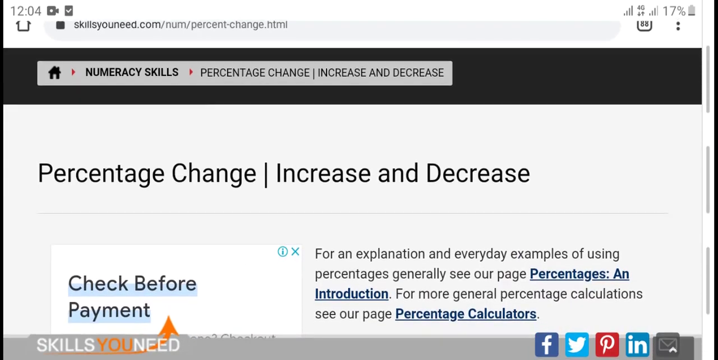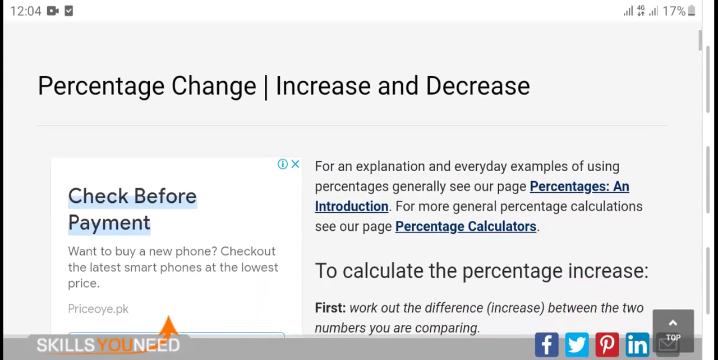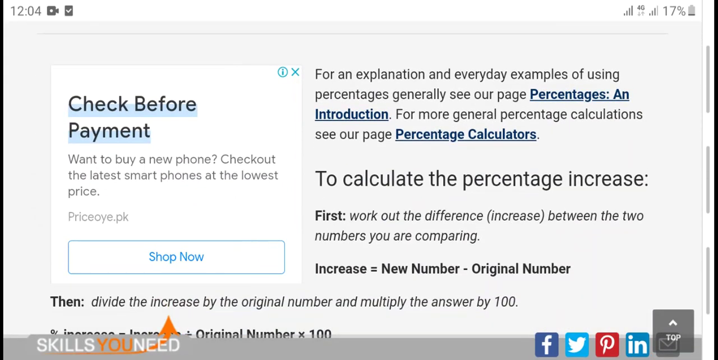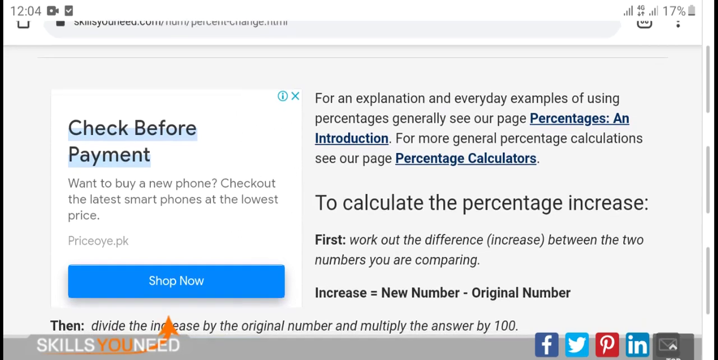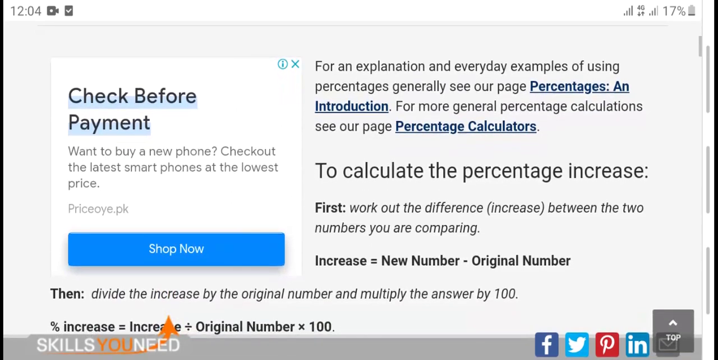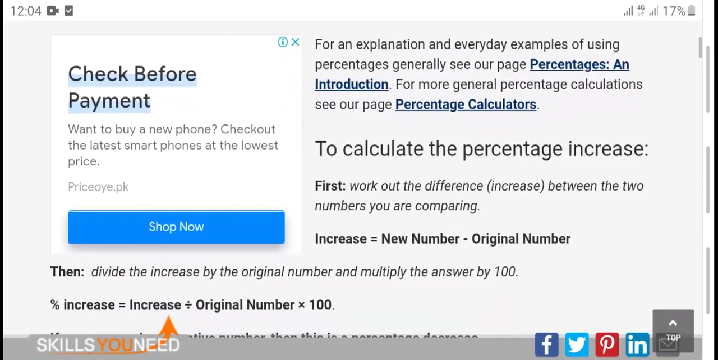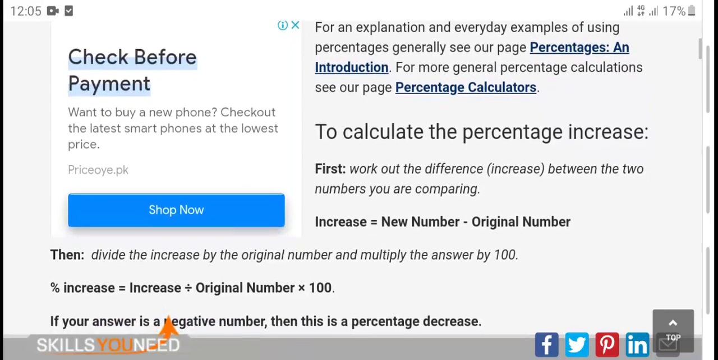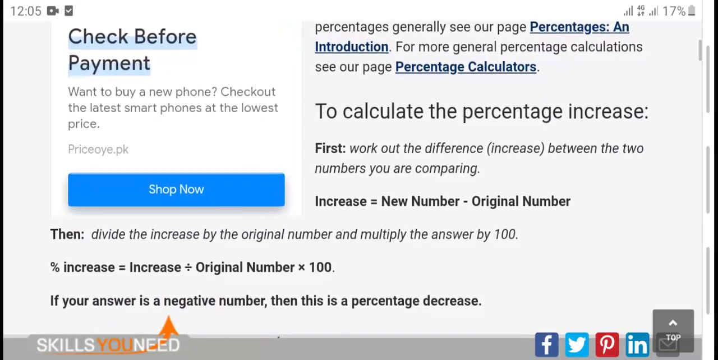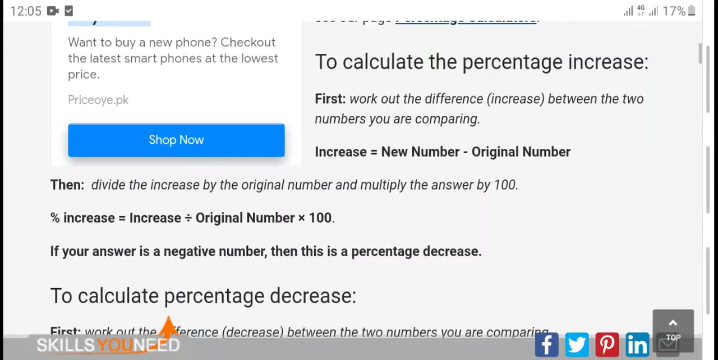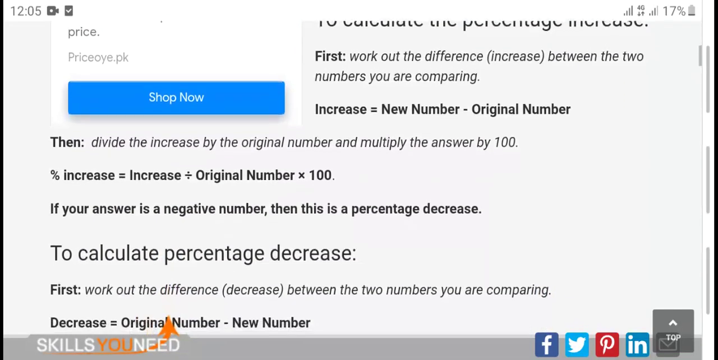Today's video presents percentage change, increase and decrease, with an example for every calculation. Percentage calculation: see page 2, calculation of percent increase.